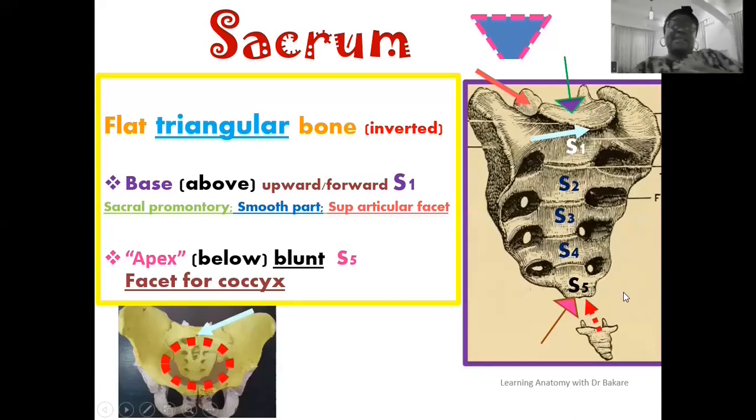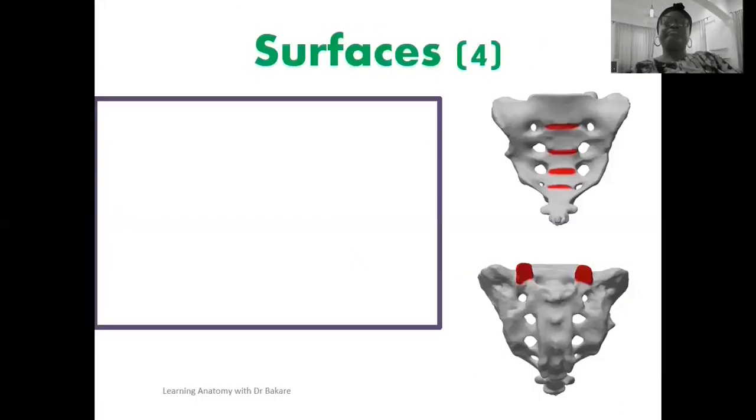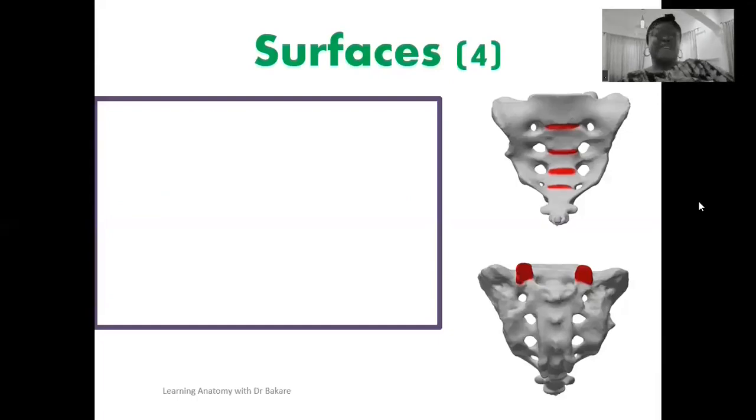And this apex is formed by the fifth sacral vertebra. So the fifth sacral vertebra, the most inferior one here, we have the apex of the sacrum. And specifically at the region of the apex, we have a facet that is created to accept the coccyx. At that specific point, we have different transformations going on so as to accept the neighboring structures. So let's drive through to the surfaces.